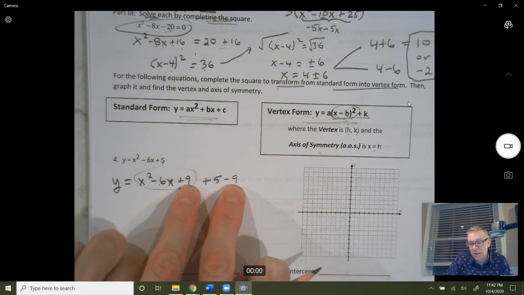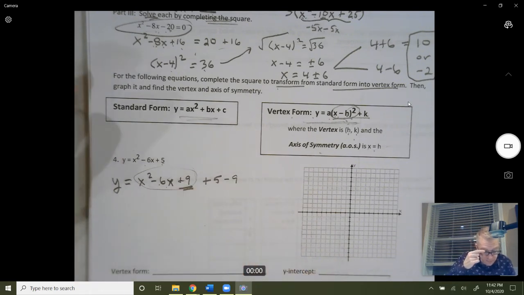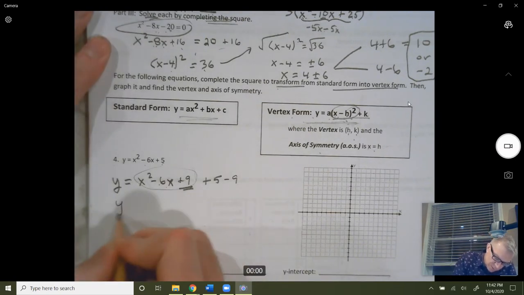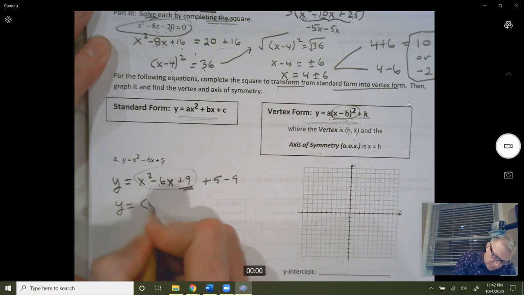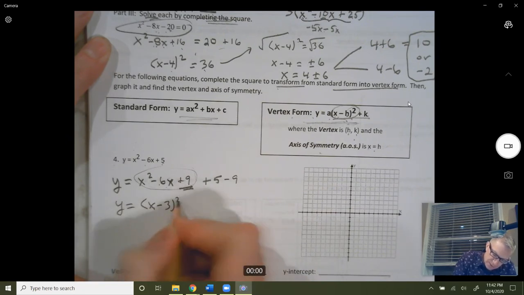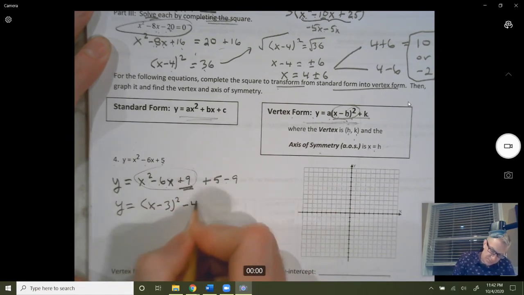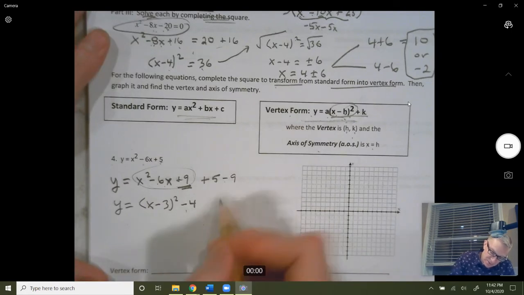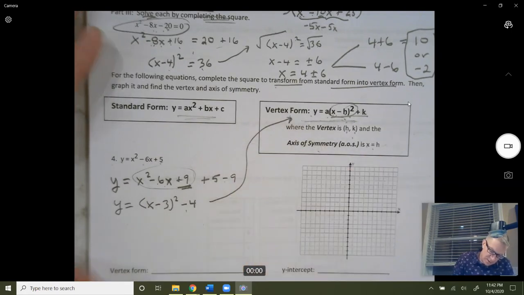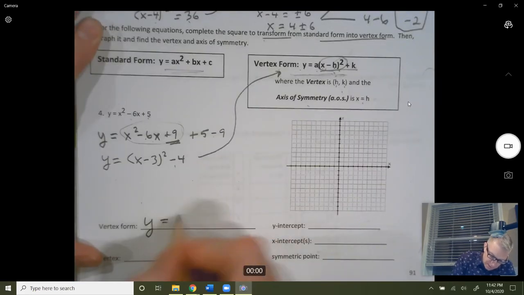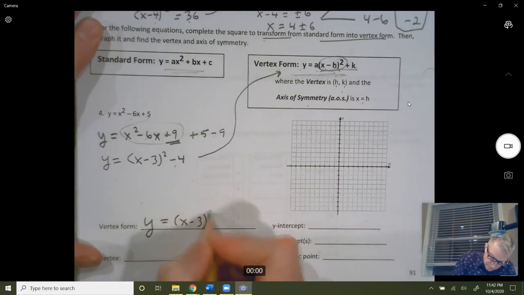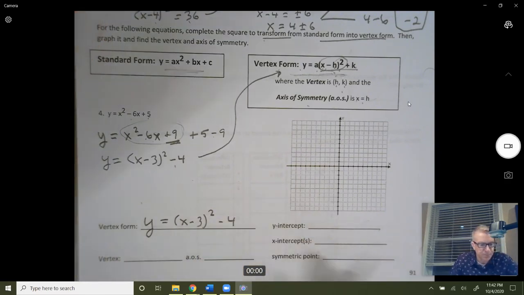That makes sense. You can add 0 because of your inverse property or identity property of addition. Okay, so now you've got your perfect square, x minus 3 quantity squared, and then you've got minus 4. This now is in vertex form. Our vertex form is y equals x minus 3 quantity squared minus 4.